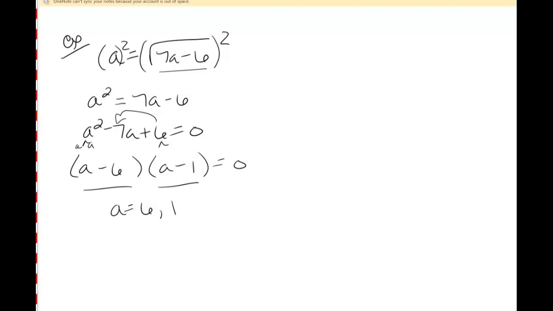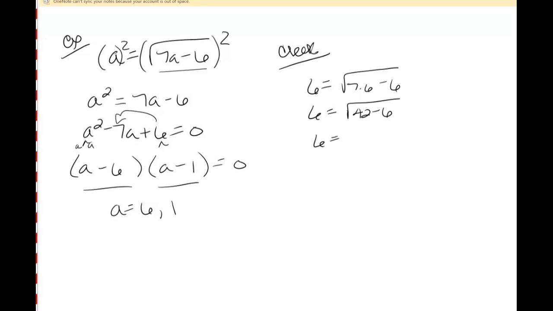And now I have to check both of those numbers to make sure I don't have extraneous solutions. So let's start with 6. So 6 equals the square root of 7 times 6 minus 6. So that's going to be 42 minus 6, which is the square root of 36. Okay, so that works. And then let's try 1.